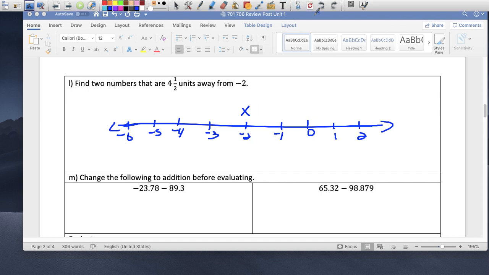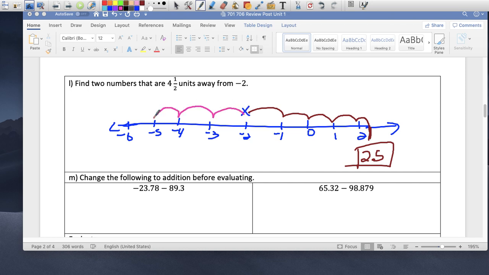Let me just extend this line a little bit. So again, we change colors. 4 units away would be 1, 2, 3, 4, and 4.5. What number would that be? Well, that number would be 2.5. So if you go 4.5 units to the right, you land at 2.5. So that's one number. And on the other side, let's go 4.5 units. 1, 2, 3, 4.5 will land us at negative 6.5. So here are my two numbers that are 4.5 units to the right of negative 2 and 4.5 units to the left of negative 2.